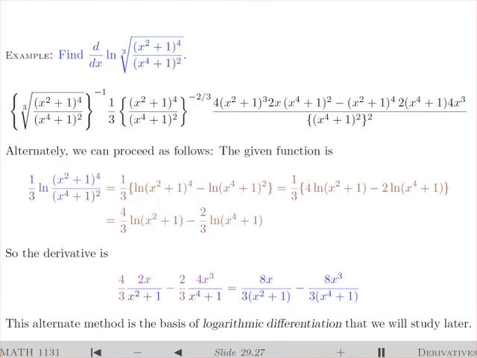If you need to simplify, you would just put this over a common denominator. But in any case, the algebra involved in simplifying this answer is much shorter and easier than the algebra involved in simplifying this answer. This observation is the basis of what's called logarithmic differentiation, which we'll study in section 5. I will end this session here.